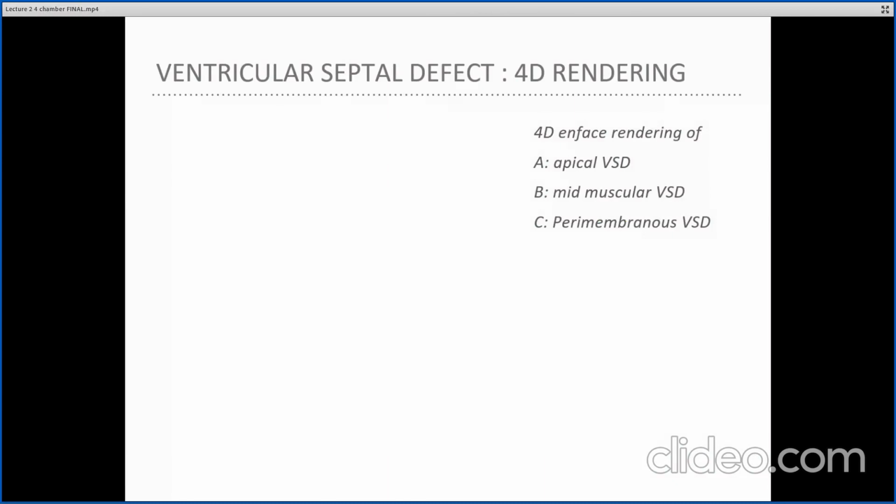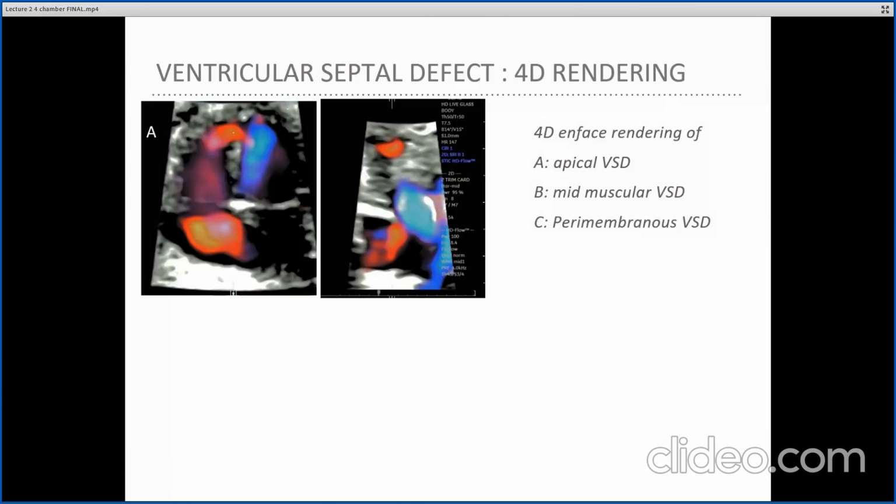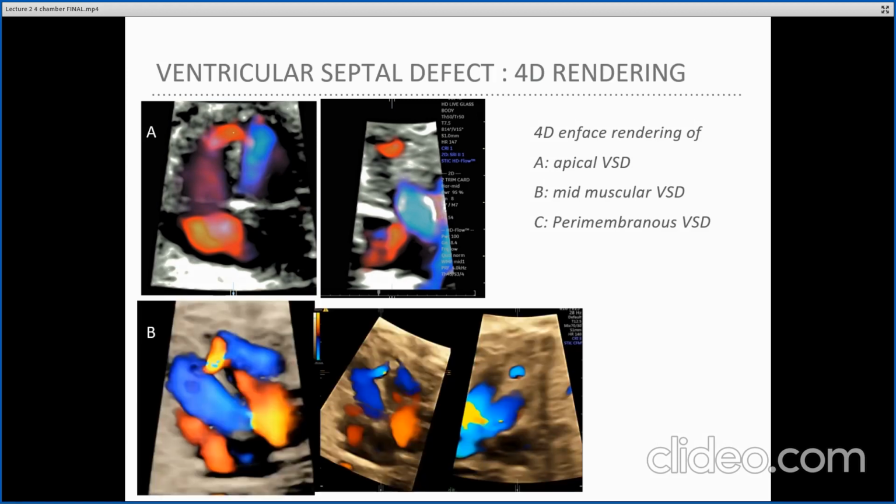Now, some examples of VSD which is rendered using the 4D rendering technique. This is an apical VSD. The second picture is showing as a red dot a VSD in the apical portion of the ventricular septum, which is seen from the RV side. So this B is showing the mid-muscular VSD. The normal image is shown in the first two, and the third picture on the right is showing the mid-muscular VSD.